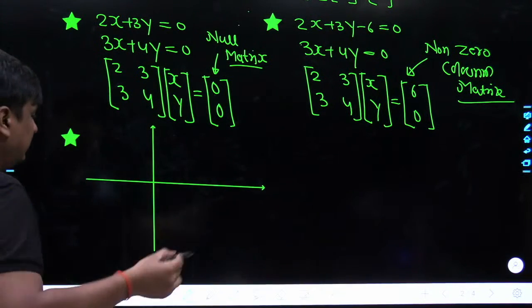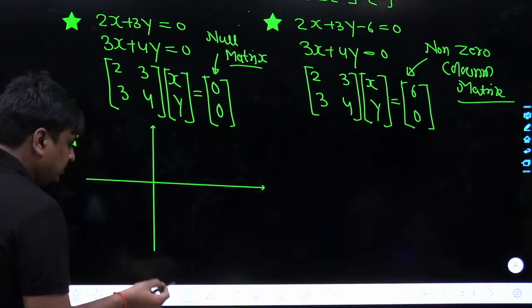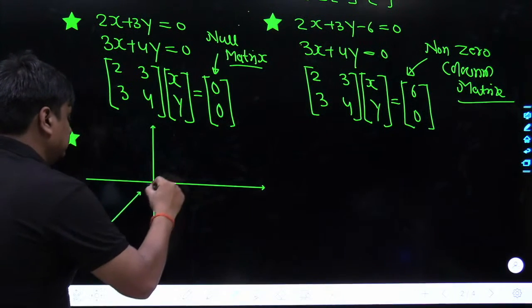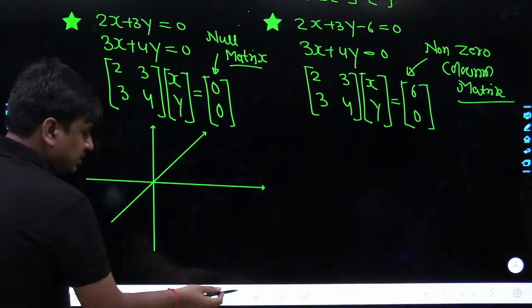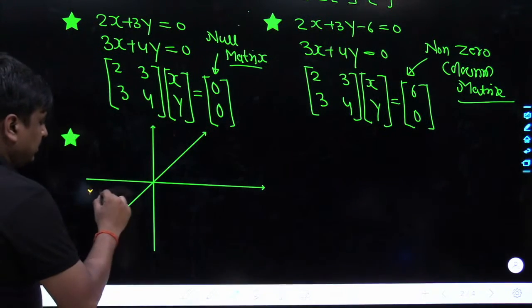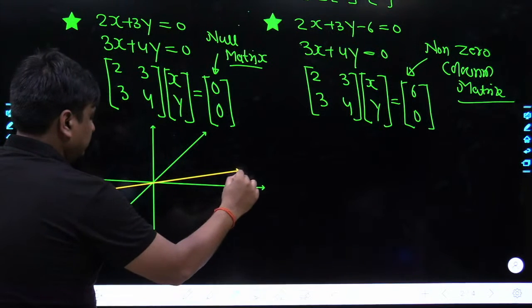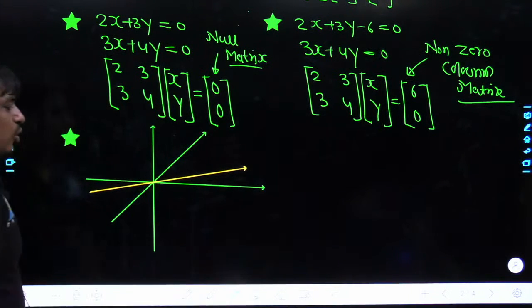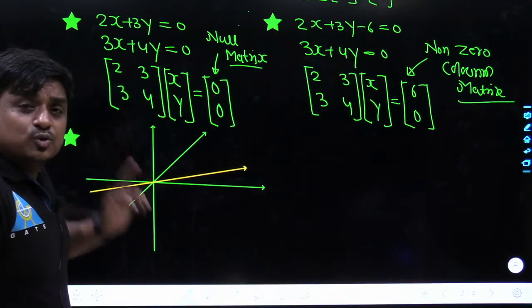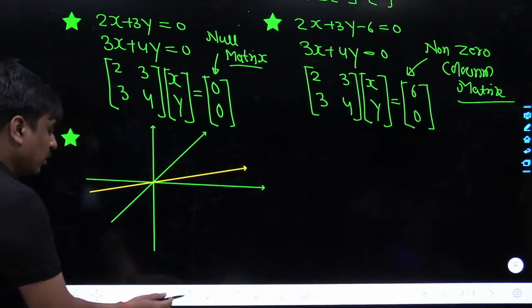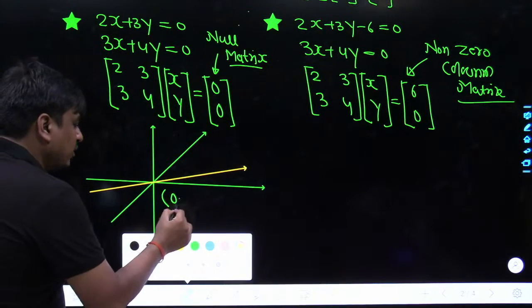Just try to understand. Let's take this as my first equation, which is crossing through the origin, and let's take this as my second equation, which is again crossing through the origin. And 0, 0 would always be a solution. There is no doubt in it, because both of these straight lines have to cross through the origin. So may I know what would be the nature of the solution?